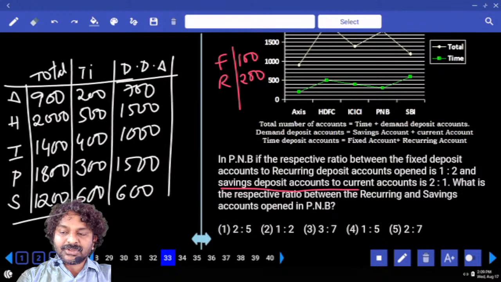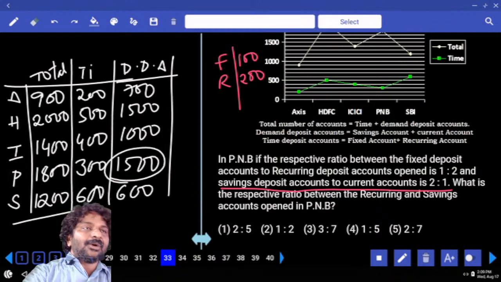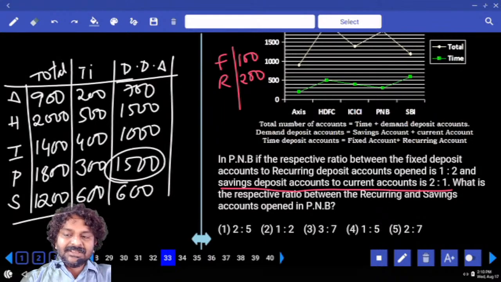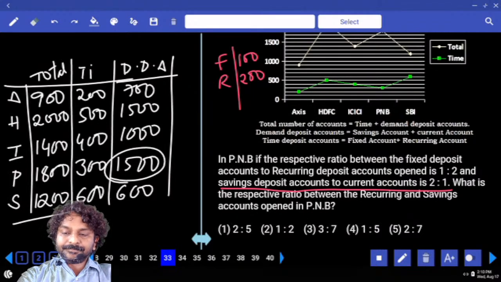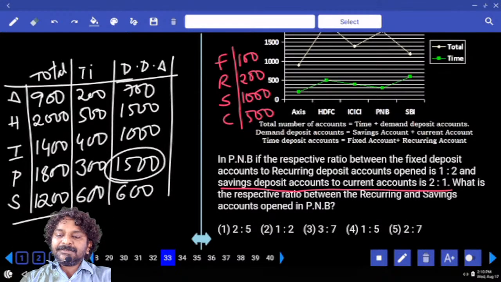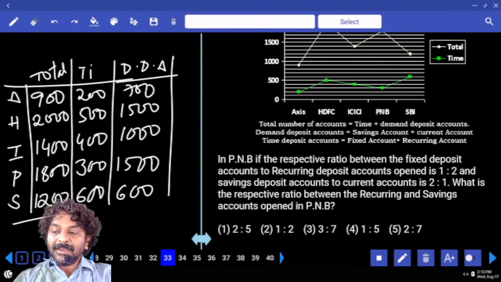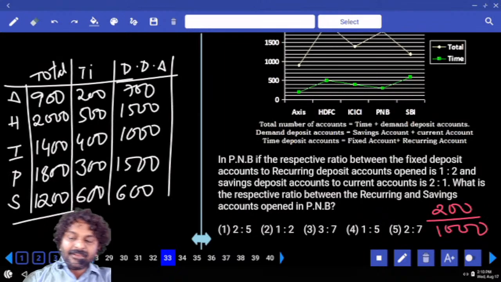Savings deposit accounts to current deposit accounts is 2:1 in the same bank. In the same bank, total demand deposit accounts are 1500, and in that we have two categories, savings and current, divided in the ratio 2:1. Total 3 parts we have. Then current accounts are one part, which would be 500, and savings accounts are two parts, that is 1000. What is the respective ratio between recurring accounts and savings accounts opened in PNB? Recurring, how many do we have? 200, and savings 1000. Ratio 1:5. Fourth option is the answer.